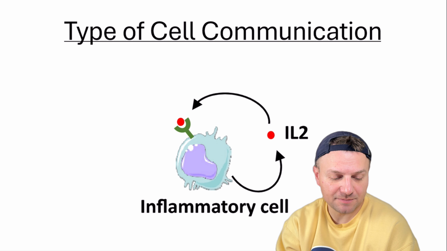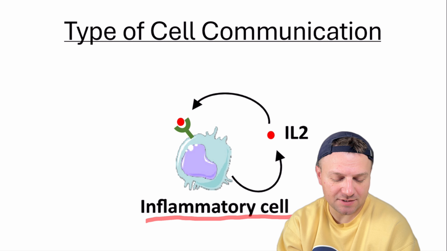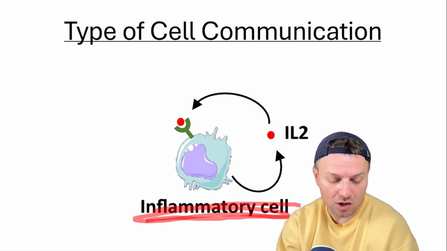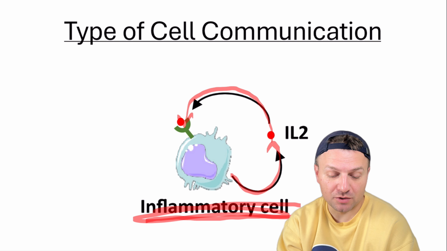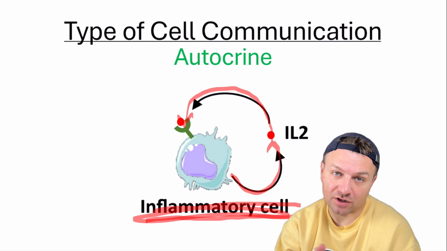or long distance. Now this one's a little tricky because it has inflammatory cell, but just ignore that. You can see the cell producing a signaling molecule that comes back and attaches to its own receptor. That's why this one is known as an autocrine signaling.